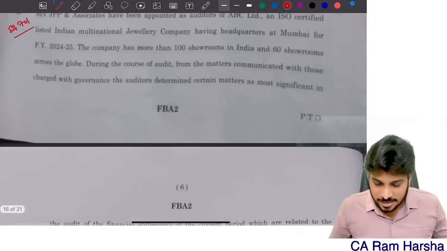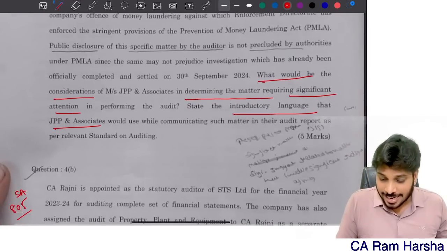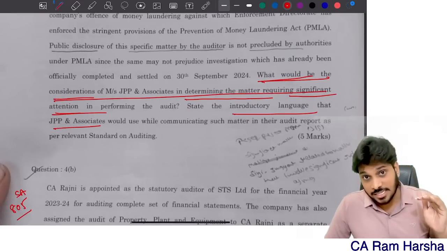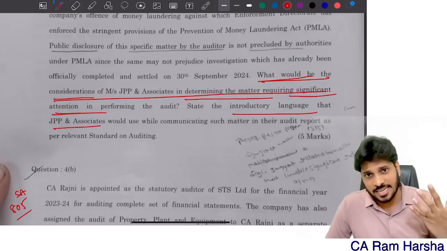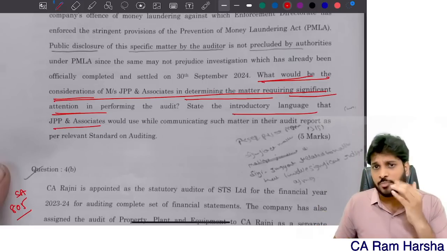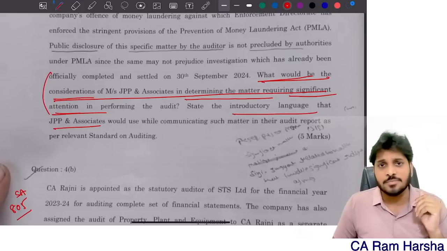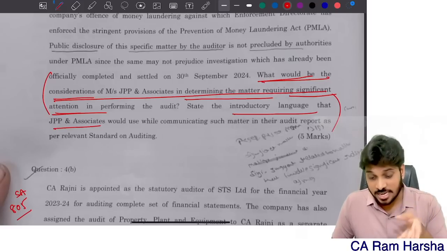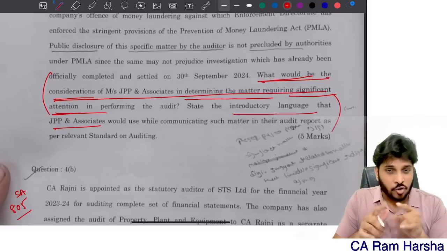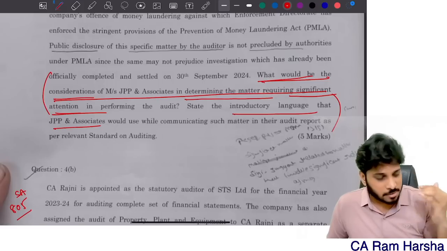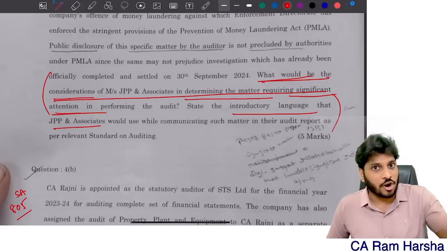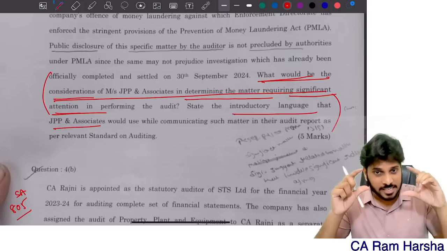Okay, 701. Here, the straight question is: what would be the matters that are considered in determining matters requiring significant attention? So while selecting a key audit matter, what points will the auditor consider? It's a very straight, simple question. So 3 points: significant risk, significant estimate involved, significant transaction, and not only that, they are asking for introductory language. Those of you who followed our regular class or even our marathon, we have seen in the key audit matter discussion the introduction para in many real audit reports.